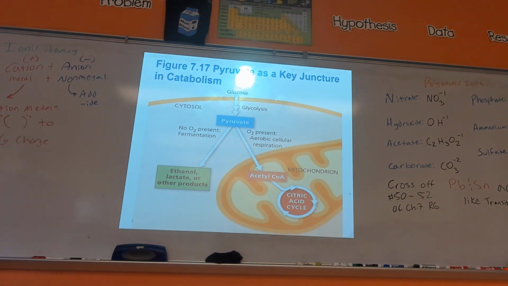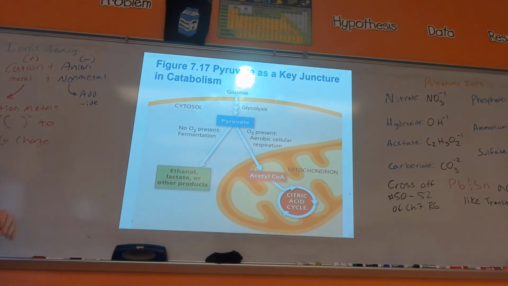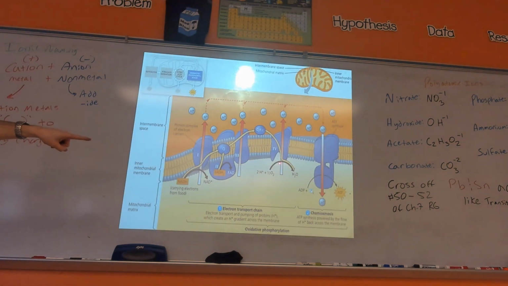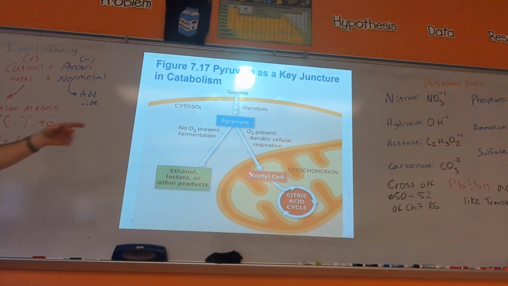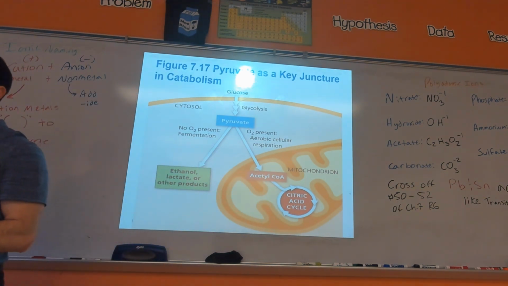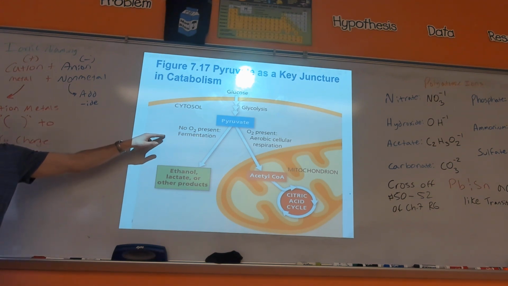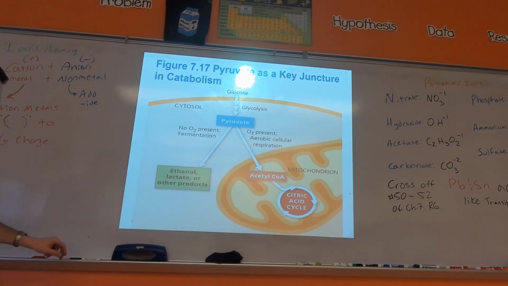Pyruvate is a very key juncture molecule. What I mean by that is we took glucose, we turned it into pyruvate. Now, if oxygen is present, we can do cellular respiration, right? Because oxygen was that final electron acceptor in the electron transport chain. If we don't have oxygen present, we don't bother doing pyruvate oxidation and the citric acid cycle. Now, if we don't have oxygen present, then we still need to make ATP. So say you're working out really hard and you run out of oxygen, your cells don't just die, they will do something called fermentation, where we will still make ATP.